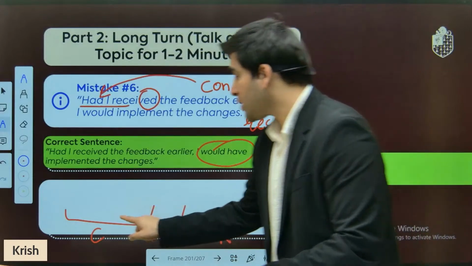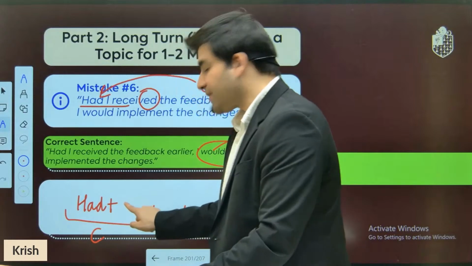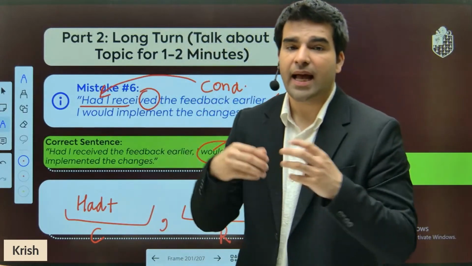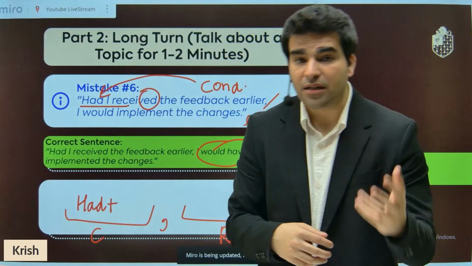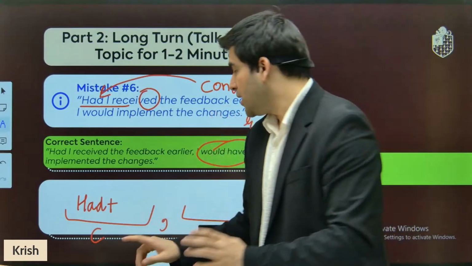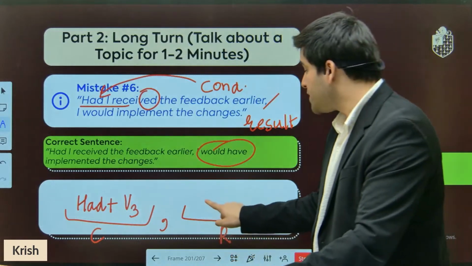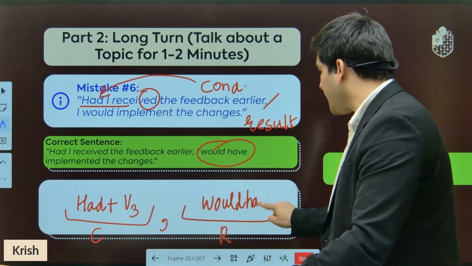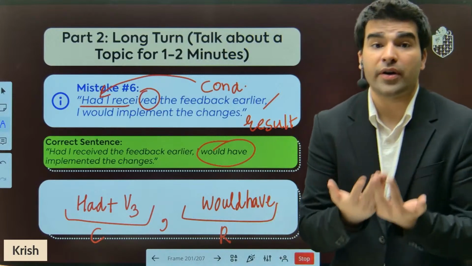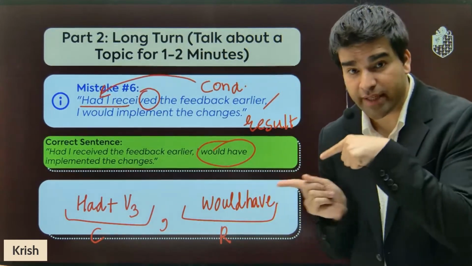The first part always has "had" in it, plus whatever word it is: had received, had sung, had swum, whatever. So it is the third form of the word. And in the second part, you always use "would have." I repeat, "would have." So, for example, now make a sentence using this very rule.